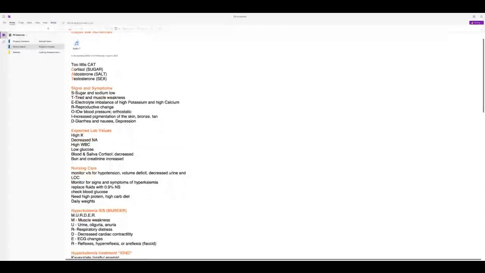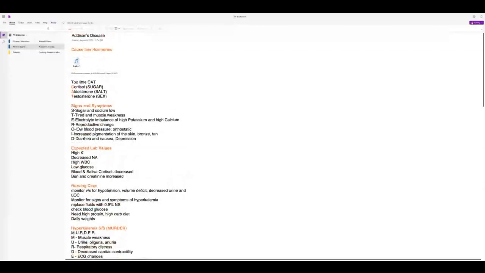Okay, so for your signs and symptoms of Addison's disease, you can remember the mnemonic STEROID. So the sugar and sodium are going to be low. Remember, sugar, salt, sex. All right, they're going to be tired and have muscle weakness. They're going to have a high potassium and high calcium. They'll have reproductive changes.